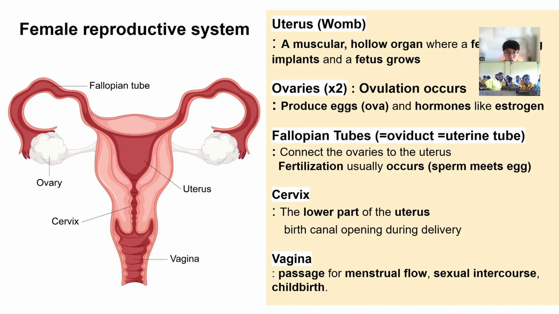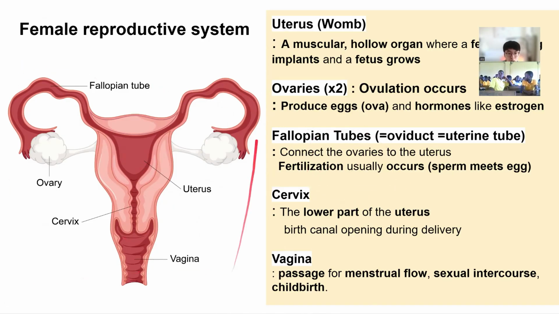And there is this tube called the fallopian tube. You can see these two tubes right here. Those connect the ovaries to the uterus, like this. And this is the place where fertilization usually occurs, where the sperm meets the egg. And there are other outer structures like the cervix, the lower part of the uterus, and it's the birth canal opening during delivery.